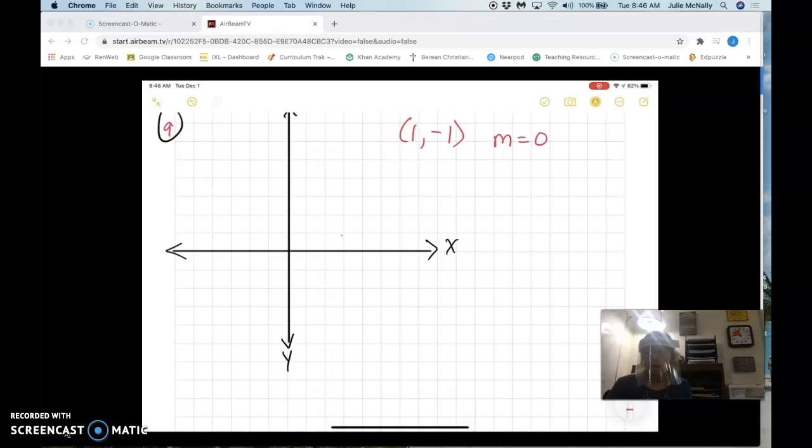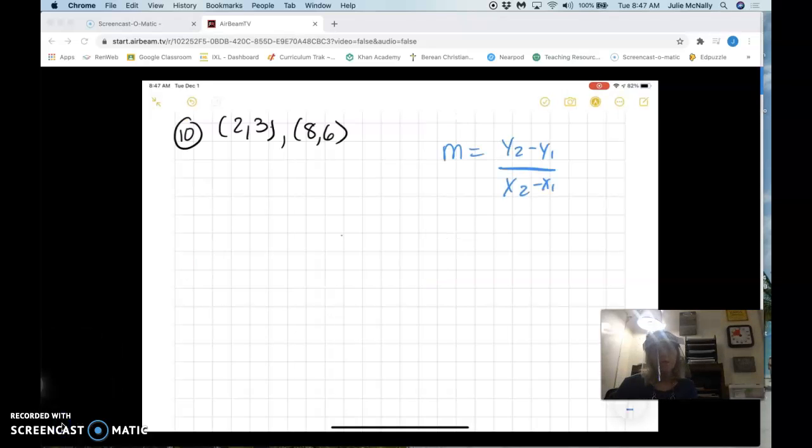9 says 1, -1 are my coordinates, so I'm going to plot that first, to the right 1 and down 1. And then it says M is 0. And remember from our notes, when M is 0, we have a horizontal line. So I'm just going to draw a horizontal line going straight through that ordered pair that they gave me.